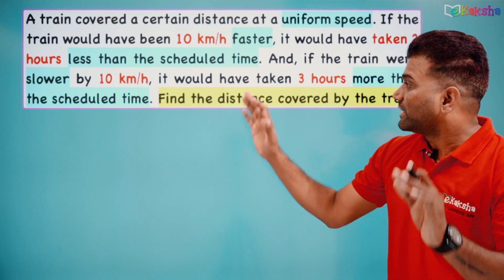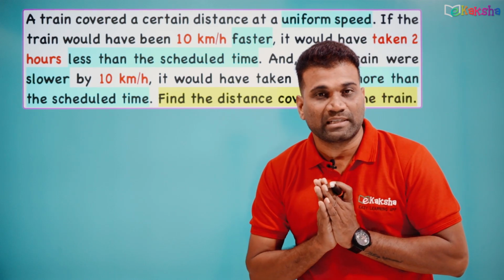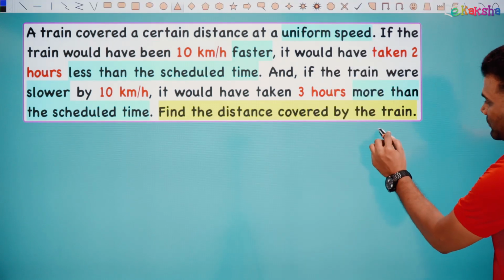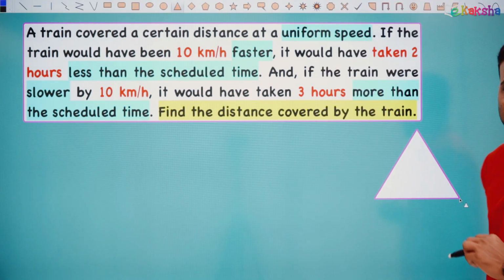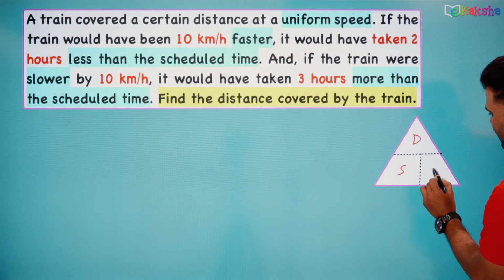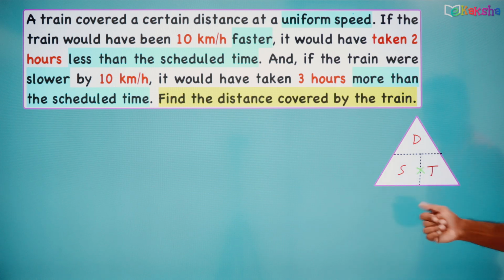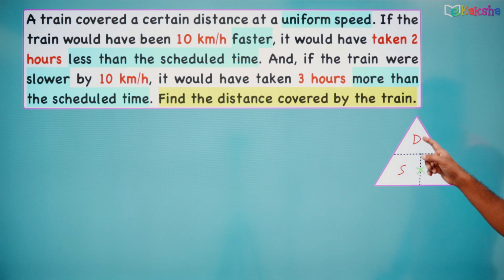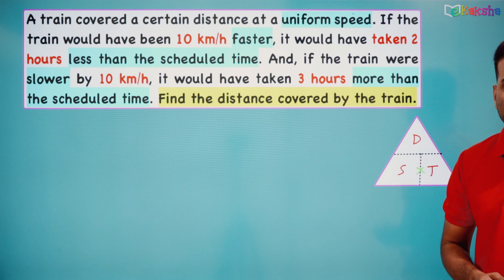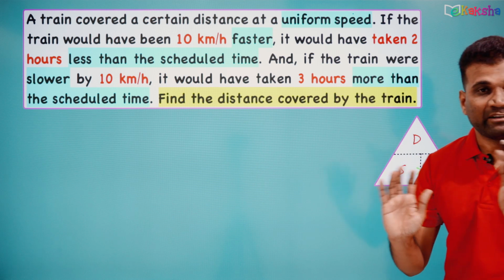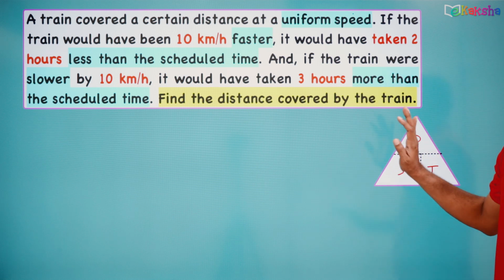Okay, so here one formula comes into the picture, that is distance is equal to speed into time. To remember that formula, we have a magic triangle as well: distance, speed and time. That is, distance is equal to speed into time, speed is equal to distance upon time, and time is equal to distance upon speed, right? So by using this triangle, we can derive all three formulae. Okay, right, so keep it aside.